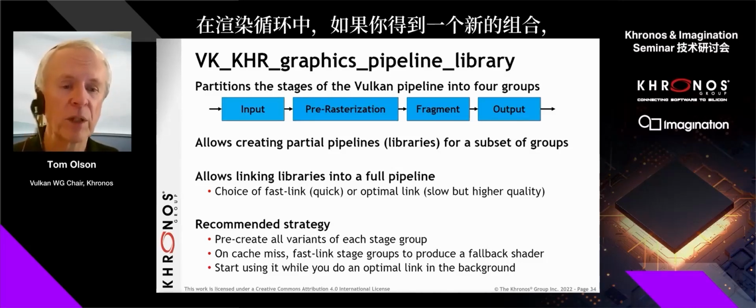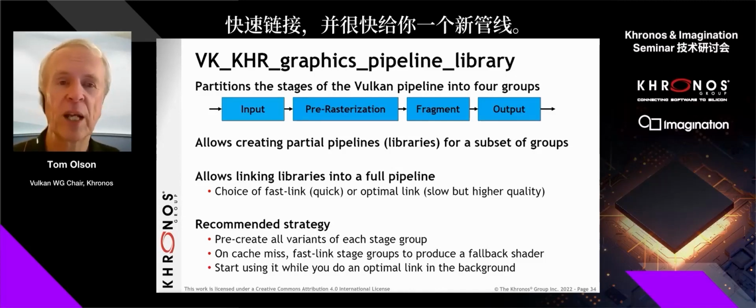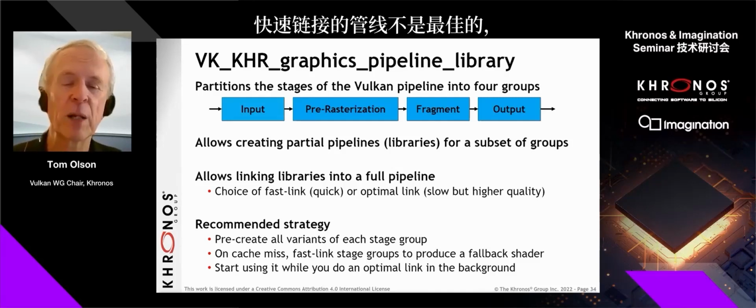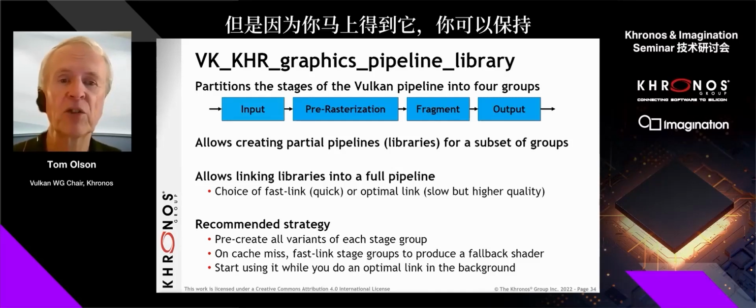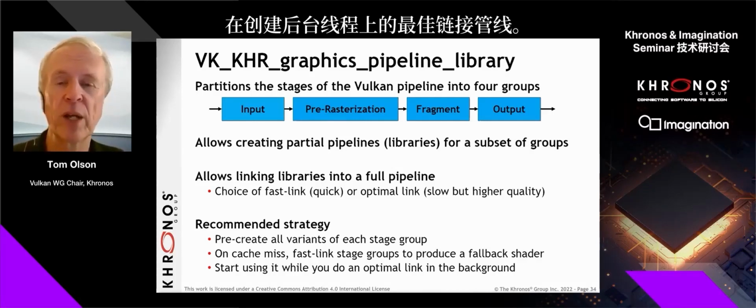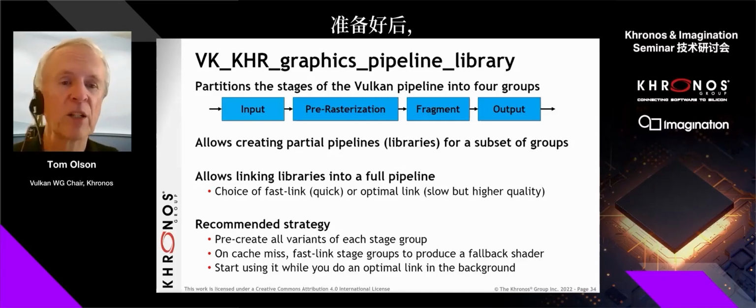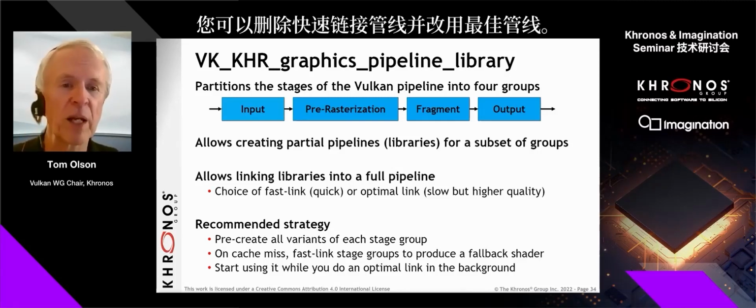In the render loop, if you get a new combination, you can ask the implementation to do a fast link and give you a pipeline very quickly. A fast linked pipeline won't be optimal, but because you get it right away, you can keep rendering without a hitch while you create an optimally linked pipeline on a background thread. When it's ready, you can delete the fast linked pipeline and use the optimal one instead.